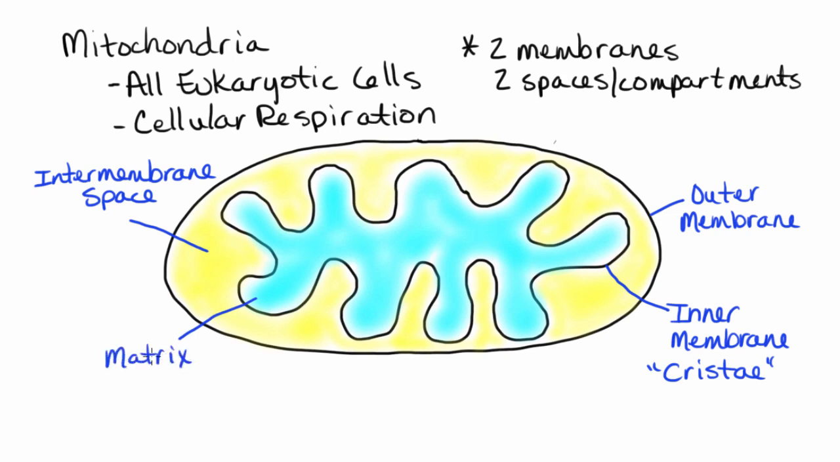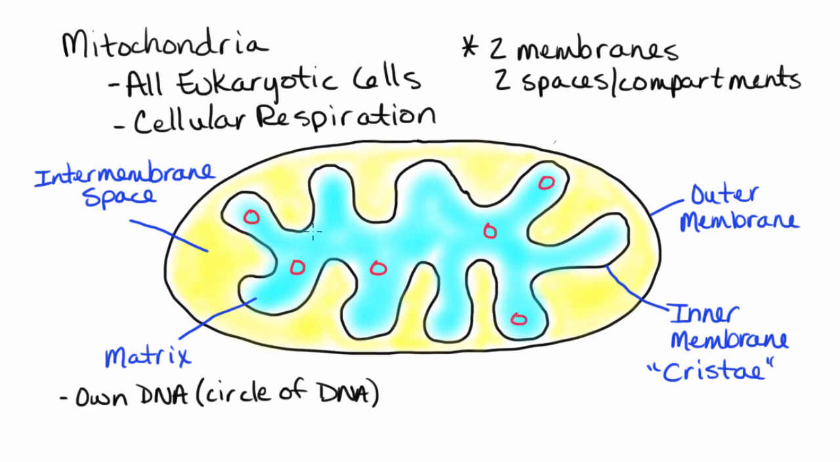There are some other things located in the matrix that are kind of unique to the mitochondria. We do have some DNA located there. So mitochondria contain their own DNA. And this DNA is going to be similar to what we would find in prokaryotic cells. So it's going to be small circles of DNA, or you could say circular chromosomes, but they're relatively small. So if we draw some of those in, I'm going to put them right in here in the matrix, and there would be numerous ones.